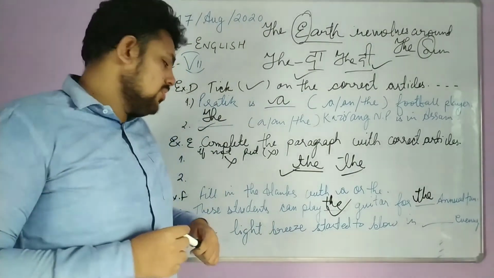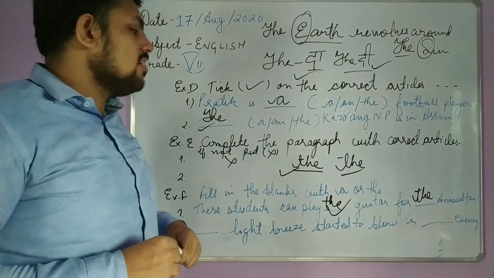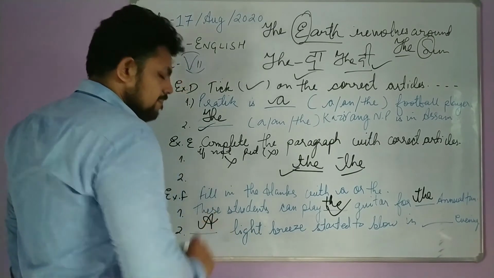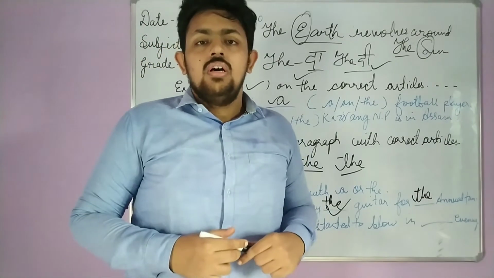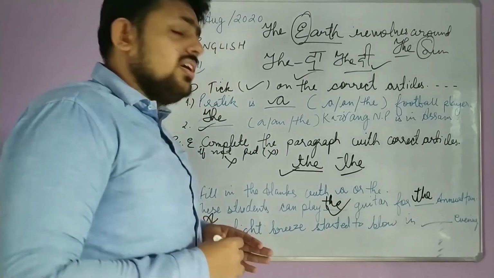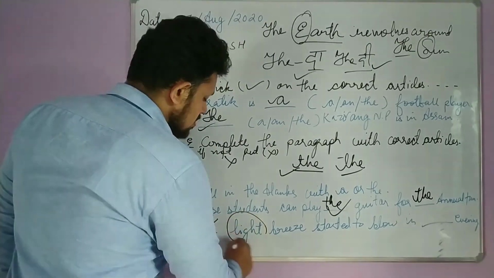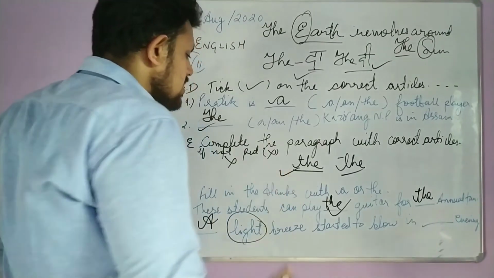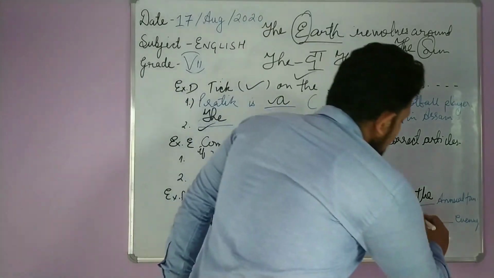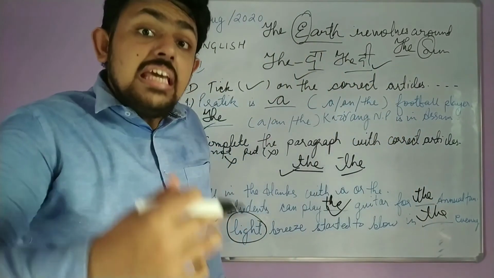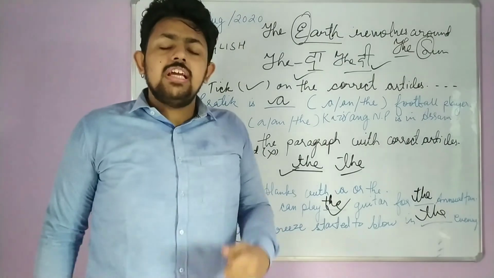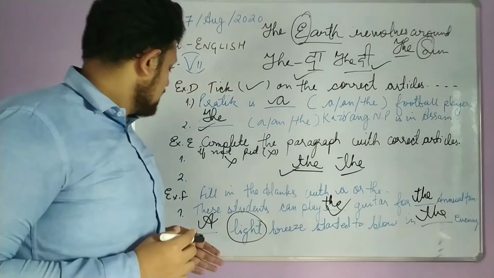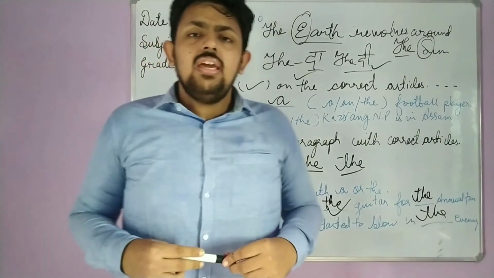So coming back to your exercise, dash light breeze started to blow in dash evening. A light breeze. You will say that breeze is a kind of blowing wind, so why is the not used here? Because here light is used here. A light, a tall, a small. So a light breeze started to blow in the evening. In the evening. Why so? Because evening is a particular time period. And it is starting with E, so the evening. A light breeze started to blow in the evening.